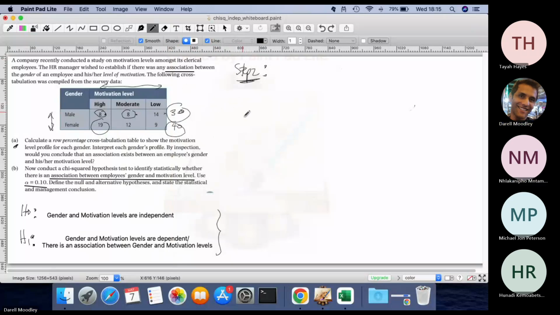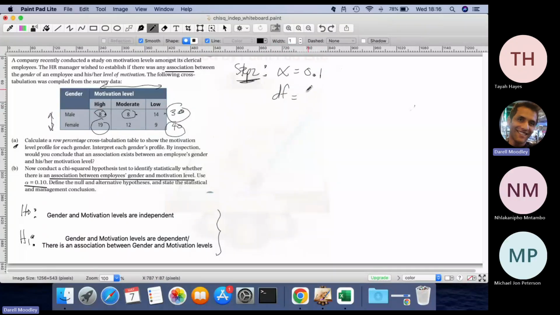Now, there's two things we need to determine our rejection region. One is your alpha, your level of significance. In our case, it's 0.1. Okay, 0.1. And then the second thing is our degrees of freedom, DF. Now, how we determine our degrees of freedom is using this formula here. (R minus 1) times (C minus 1). I'll explain what the R is. The brackets are very important because you work out what's in the brackets first and then you multiply them.